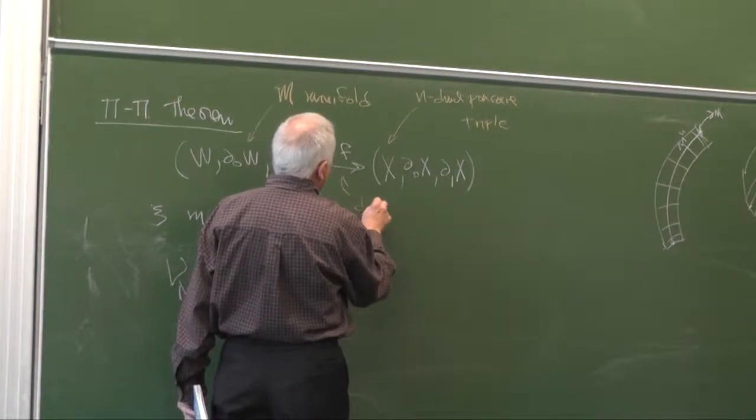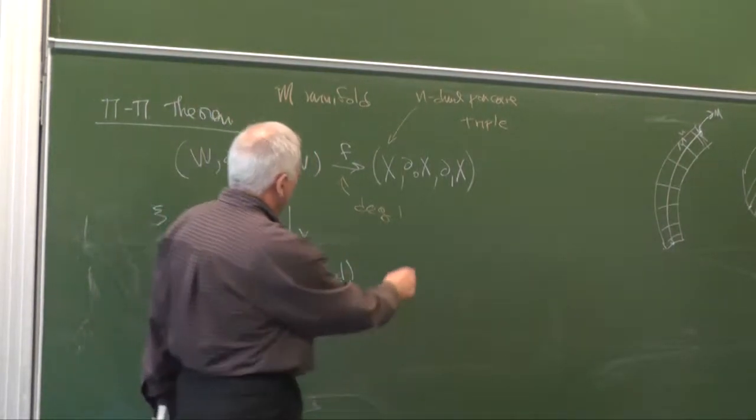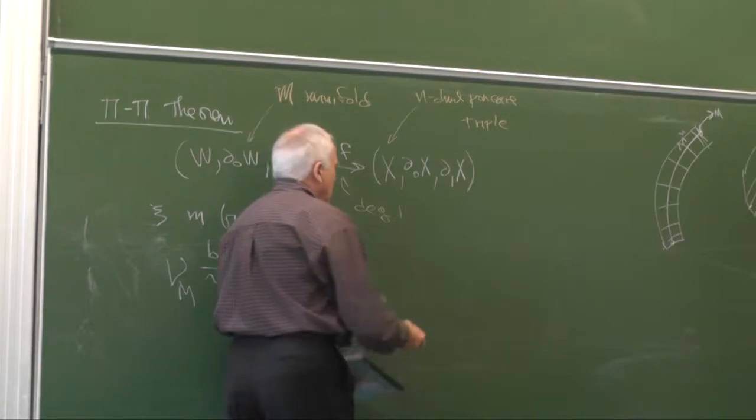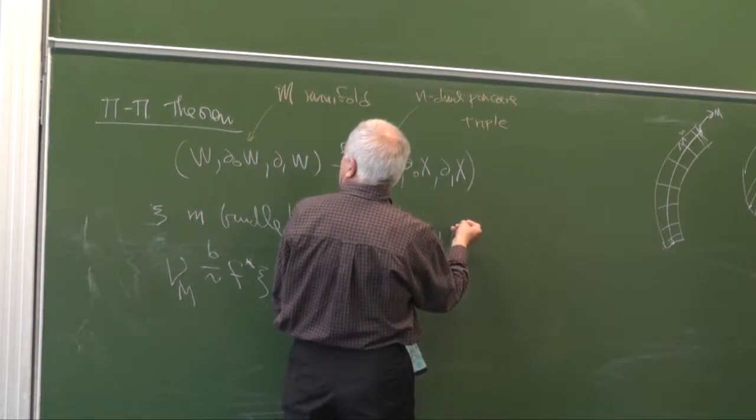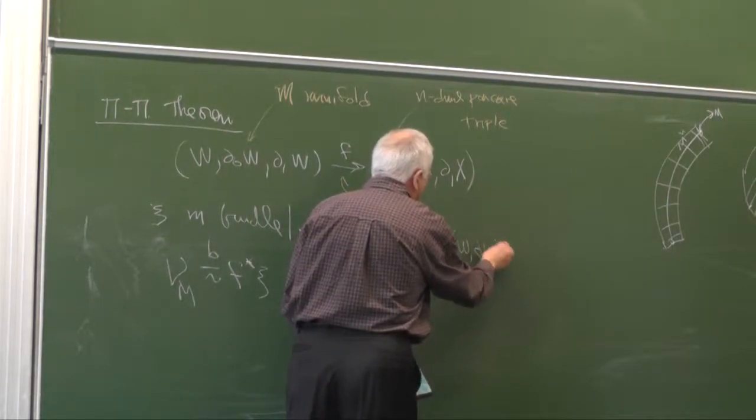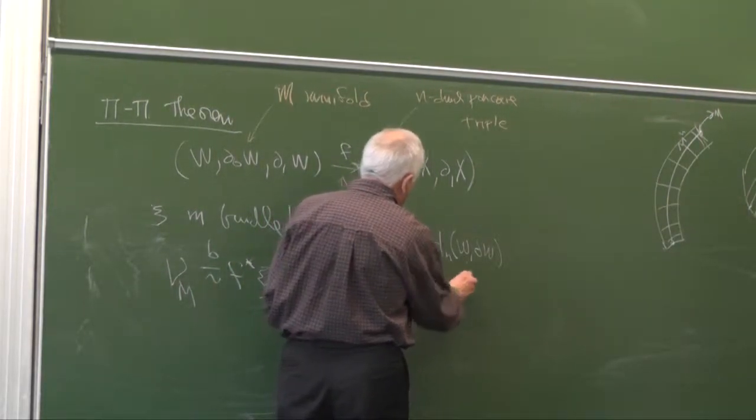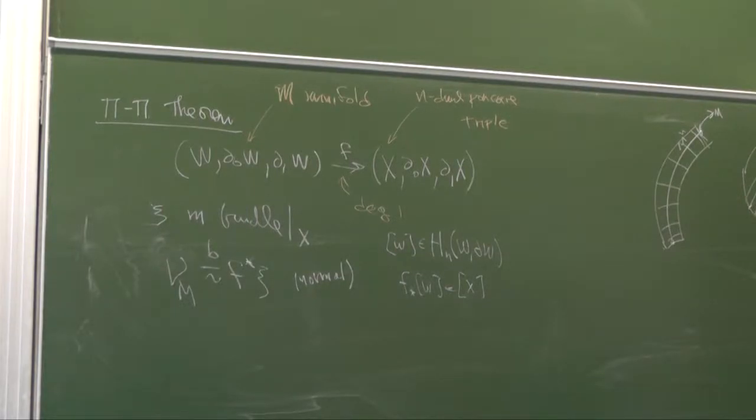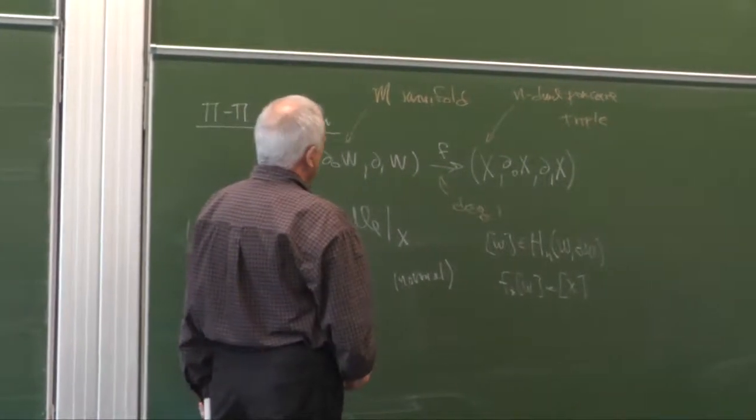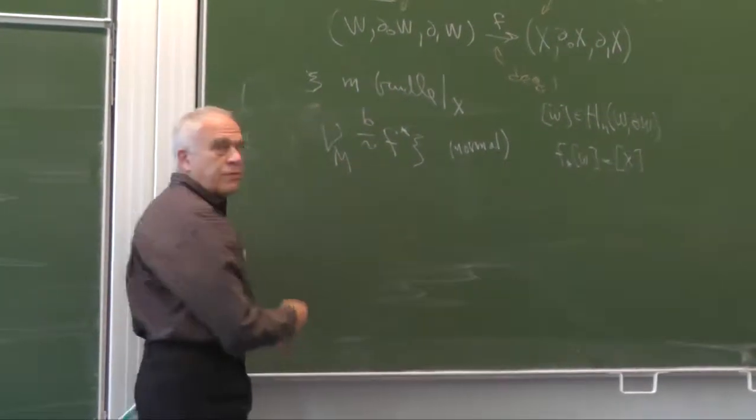F is degree 1. So the fundamental class of W is in the relative homology, and we want the image of that to be the fundamental class of the Poincaré space in the relative homology of X. Let's see, degree 1 normal. So far, this is just the same as before.